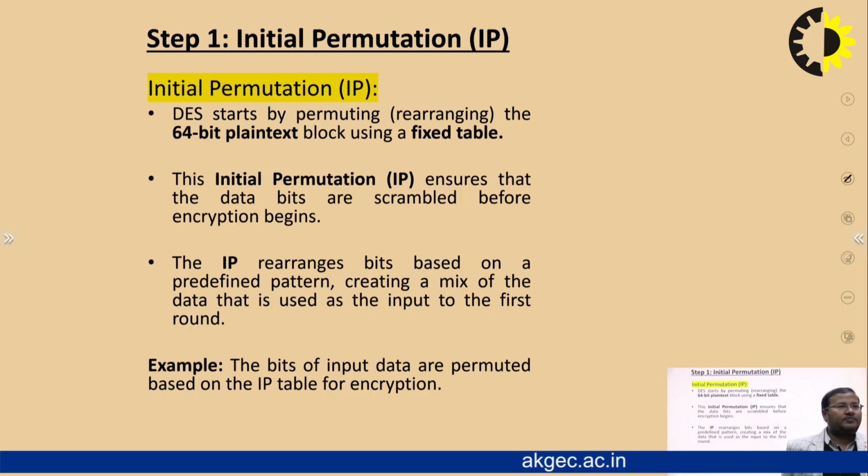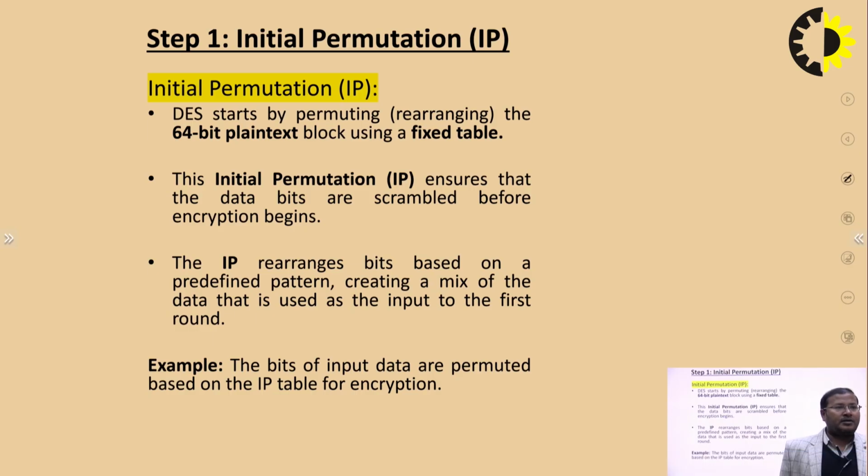So in step 1, initial permutation, that is IP, DES starts by permuting, rearranging the 64-bit plain text block using a fixed table. This initial permutation ensures that the data bits are scrambled before encryption begins. The IP rearranges bits based on a predefined pattern, creating a mix of the data that is used as the input to the first round. For example, the bits of input data are permuted based on the IP table for the encryption.